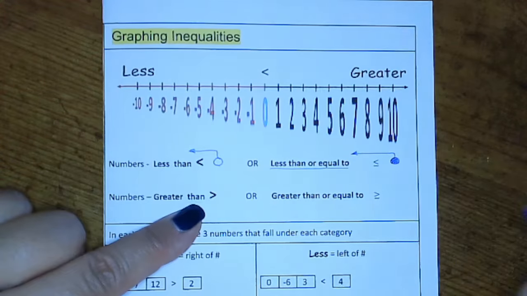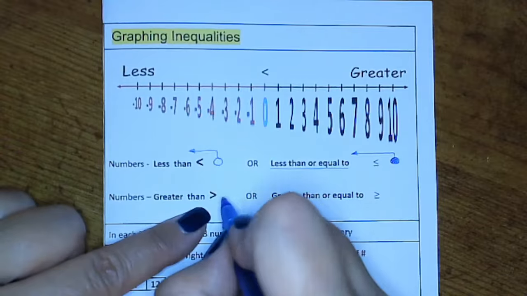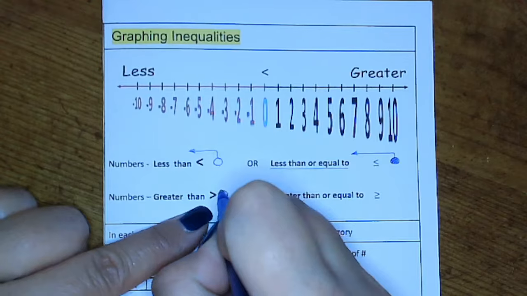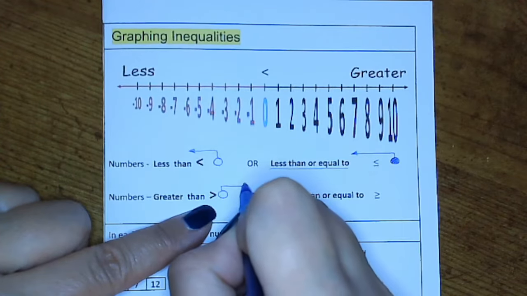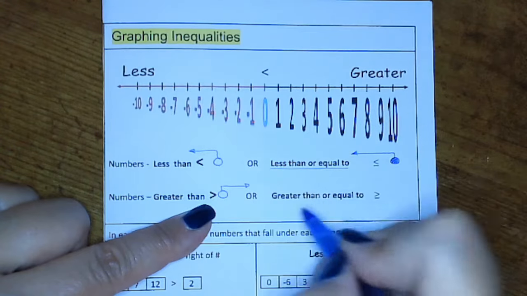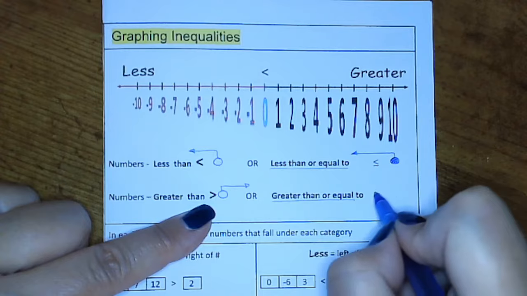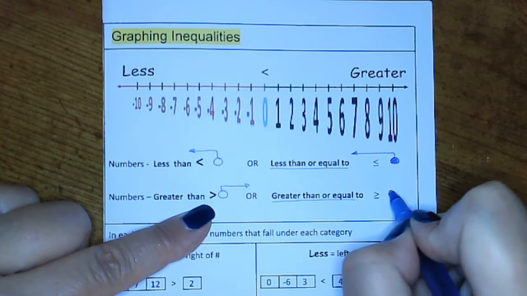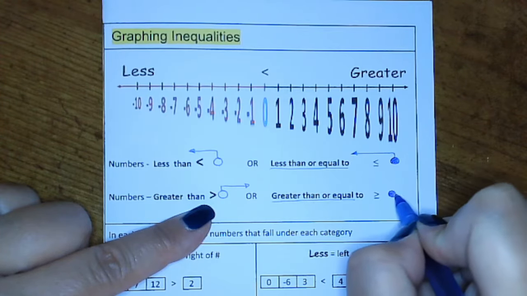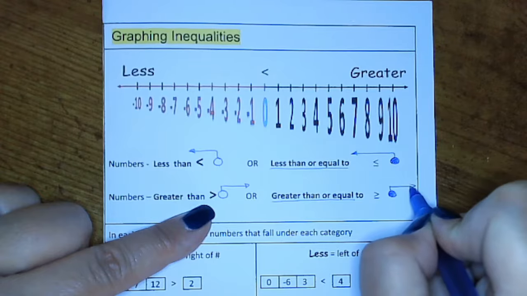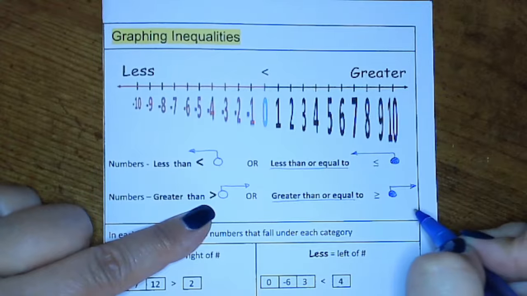For greater than, we need to show where the numbers are bigger than the compared number. The numbers grow to the right. Or if the inequality symbol says greater than or equal to, then we'll include that number, whatever it may be, and say the greater numbers are to the right of it.